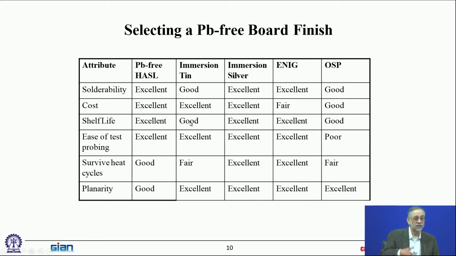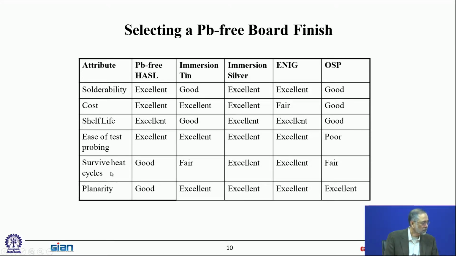How long does it sit before it oxidizes too much for good soldering? And then test probing is you're looking for functionality on the circuit card. So can the probes get through these lead finish materials and make good contact? For example, we talked about organic solder preservative. That means you're covering all the metal pads with a polymer coat. Well, you can't really probe very well over the polymer, so that's poor testability.